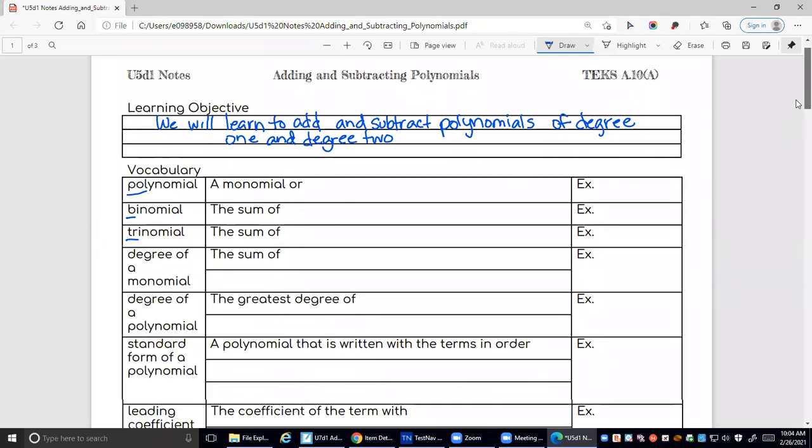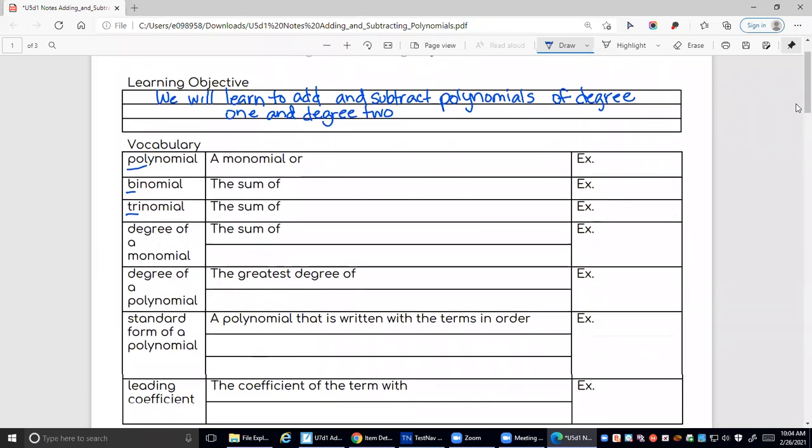Has anybody ever been to Disney World? All right, so in Disney World, they have a monorail, and I think Chicago has it too. It is basically a train that runs on one rail. That's why it's called mono. So mono is one, okay?